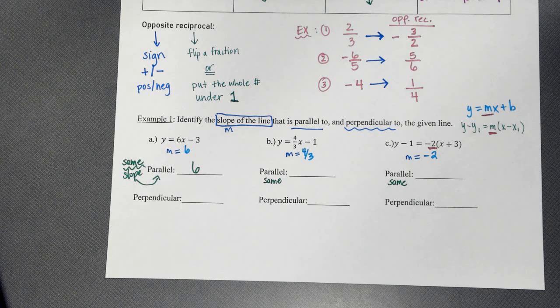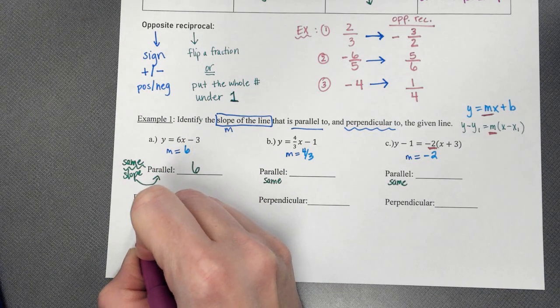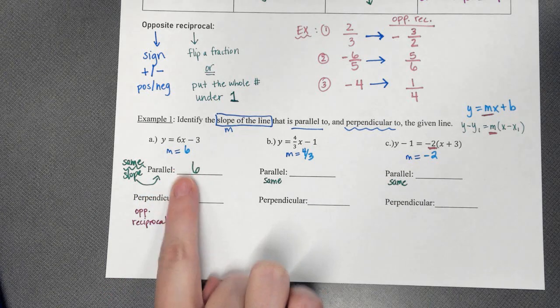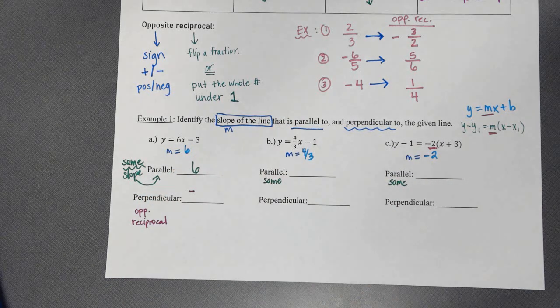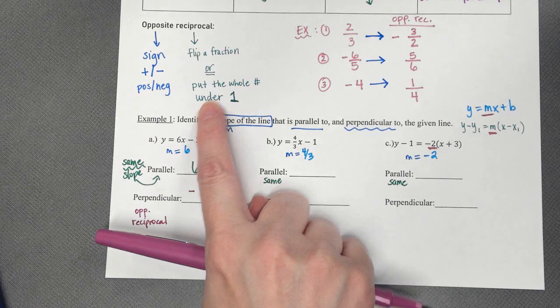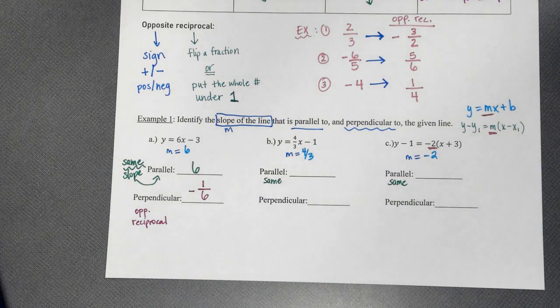Now with perpendicular, that's where we talked about the opposite reciprocals. Yep. So if this is positive, this is going to be negative. And this isn't a fraction, it's a whole number. So if it's a whole number, we have to put it under 1. So it should be -1 over 6.